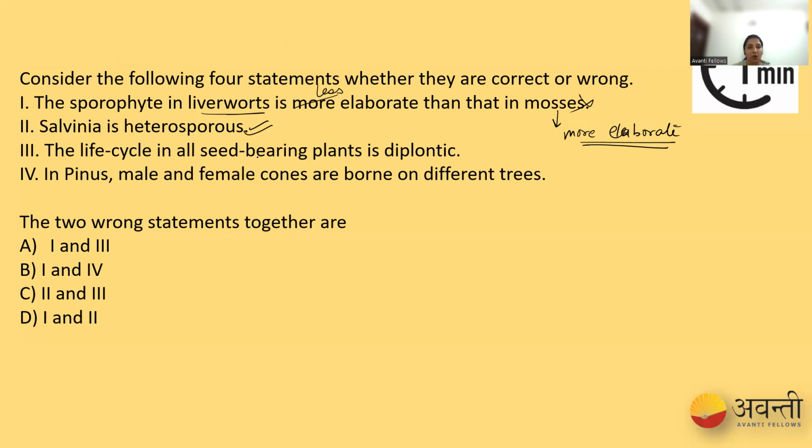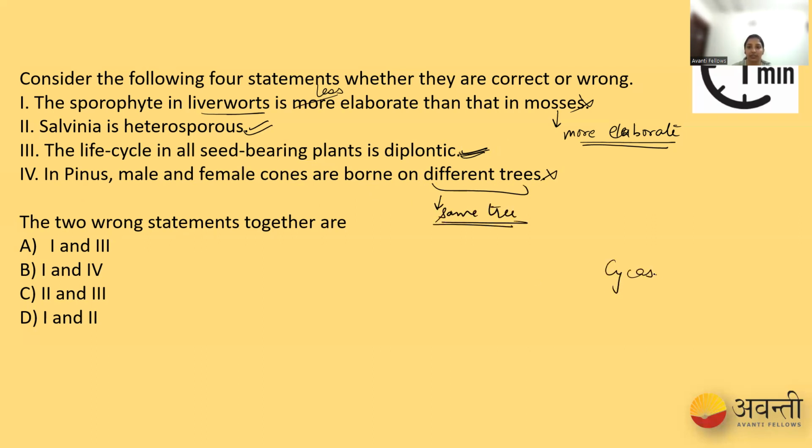The life cycle in all seed-bearing plants is diplontic. Absolutely correct. Gymnosperms and angiosperms are the seed-bearing plants and they have a diplontic life cycle. In Pinus, male and female cones are borne on different trees. This is a false statement because they are borne on the same tree, not on different trees. They are monoecious.